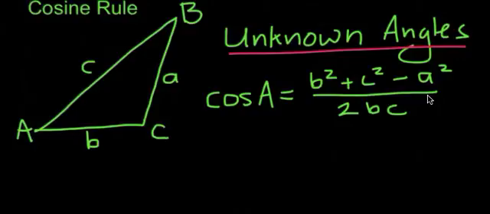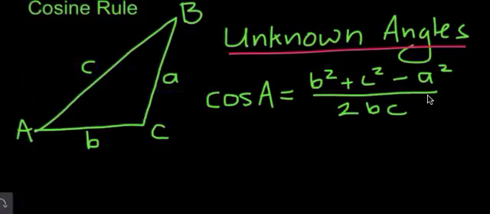Probably the important thing to notice here is that if we're finding the cosine of angle A, this angle here, then in the numerator of the fraction, what we actually have is the two adjacent sides to that angle being squared, and then we subtract the square of the side opposite the angle. That's the key thing to notice. It's the two sides that form the angle that are squared and added together, and then we subtract the side opposite squared. And then it's all divided by 2 times the two adjacent sides multiplied together.